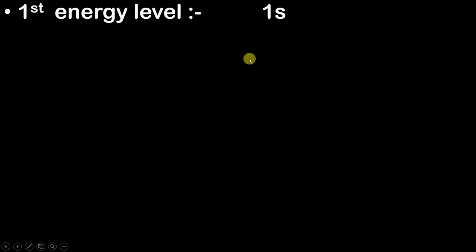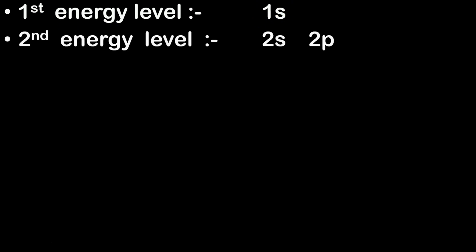See, what we know is that in the first energy level there is only the S subshell present. Inside atoms there are different energy levels. Since this S subshell is present in the first energy level, I have written it as 1s. Similarly, in the second energy level there are two subshells present, S and P, and since they are in the second energy level, I have written them as 2s and 2p.